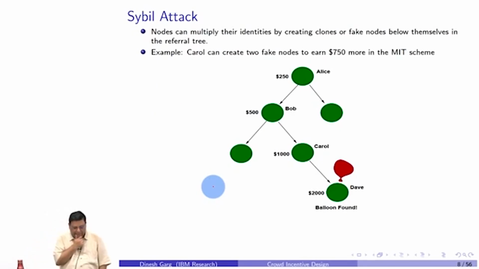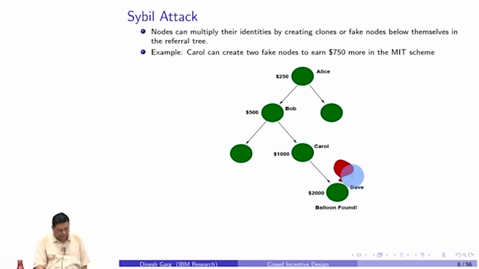So let's go back to this MIT scheme. Look at this picture. Here is Alice who recruited Bob, and this is the chain recruited by Alice: Bob who recruited Carol, Carol recruited Dave, and Dave finally spotted the balloon. So this is the path, right? And here you see 2000, 1500, 250, right? Now, what is the reward of Carol here? $1,000, right?